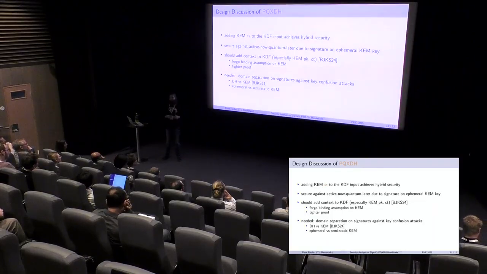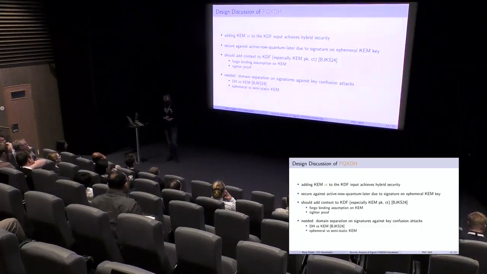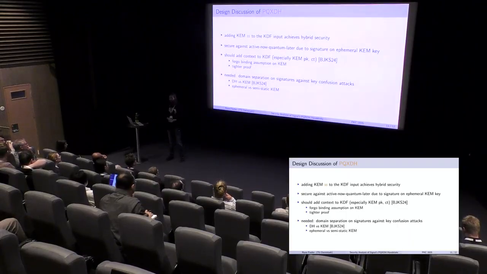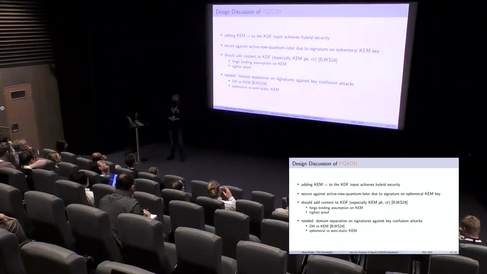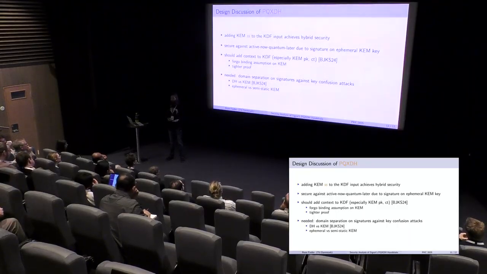Which brings me to a design decision of PQXDH, and the foremost goal of PQXDH is to give a hybrid guarantee that protects against quantum adversaries. And for that, PQXDH adds a KEM shared secret into the key derivation, which is a very good measure to achieve this. Furthermore, PQXDH overshoots its own security goals by protecting against active now, quantum later adversaries by signing the ephemeral KEM key. Another solid thing. However, there's room for improvement.